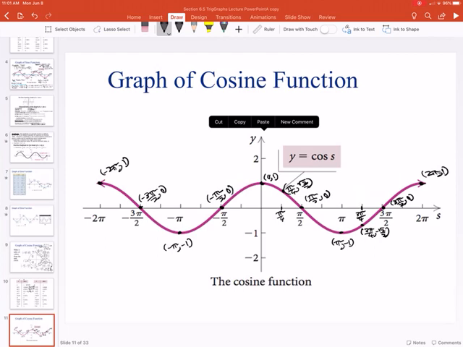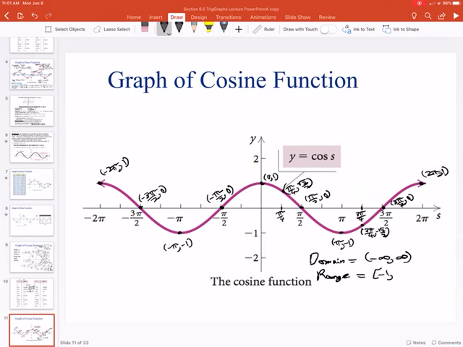So just talking about the key characteristics. We know our domain, like our sine wave, is all real numbers. We know our range, just like the sine wave: the graph takes place between negative 1 and 1. Those are our max and min values on the y-axis.